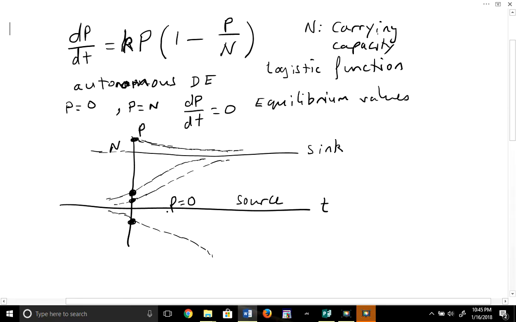And it kind of makes sense. If you start with a low population, it's going to increase until it levels off close to N. If you start with a population really high, higher than the carrying capacity, the population will decrease to that value of N, which is an equilibrium. And a negative population doesn't really make sense, but it says if you start negative, you're going to go down to negative infinity.